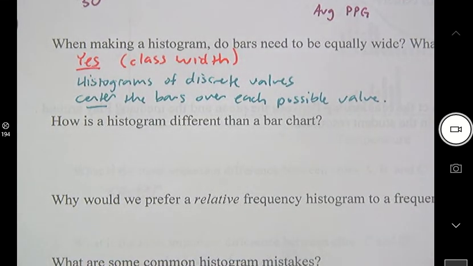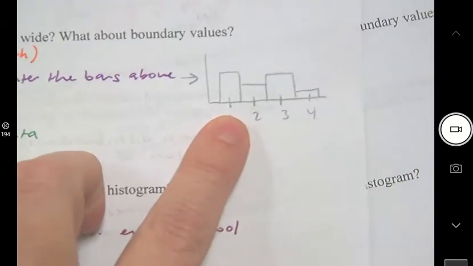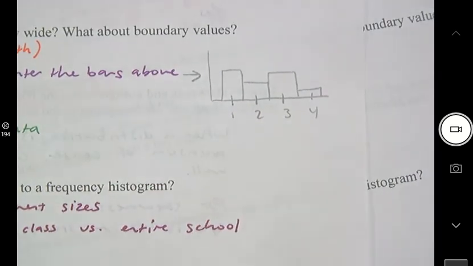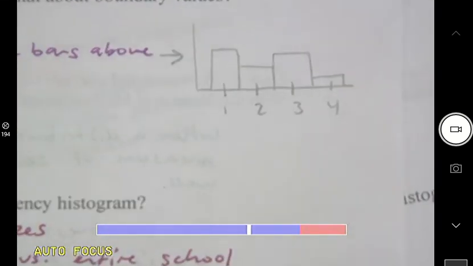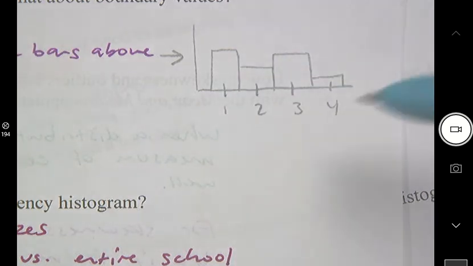Let me give you a chance to write that. If you want to make a quick sketch, here is what I'm talking about. So if you had discrete values like 1, 2, 3, or 4, and you made your classes and you wanted to show the heights of those, it's going to center the bar around that so you know that only 1 is included in that bar. Only 2 is included in the second bar. So it's a little bit different visually than if you have continuous data.